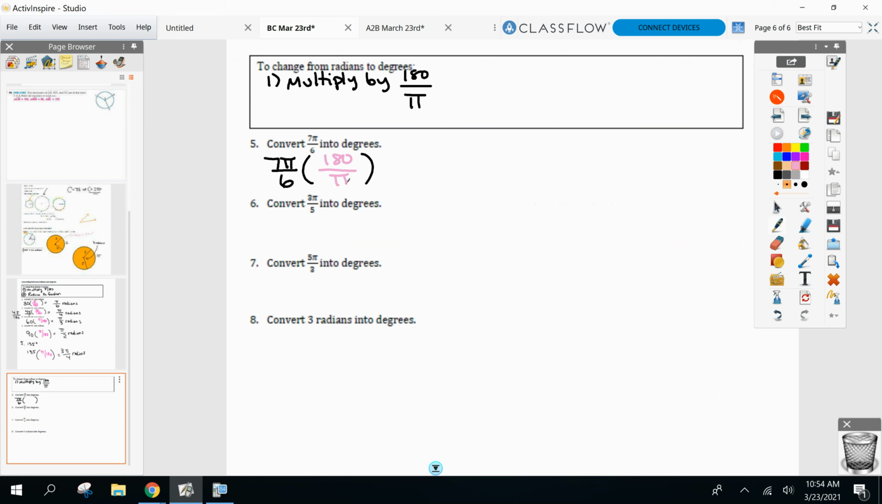And now watch what happens. What do you have in the numerator and what do you have in the denominator? They cancel out. Because they should, right? I shouldn't have a degree that's got a pi in it. So the pi's cancel out. And now you're just doing numerator times numerator: 7 times 180 over 6.